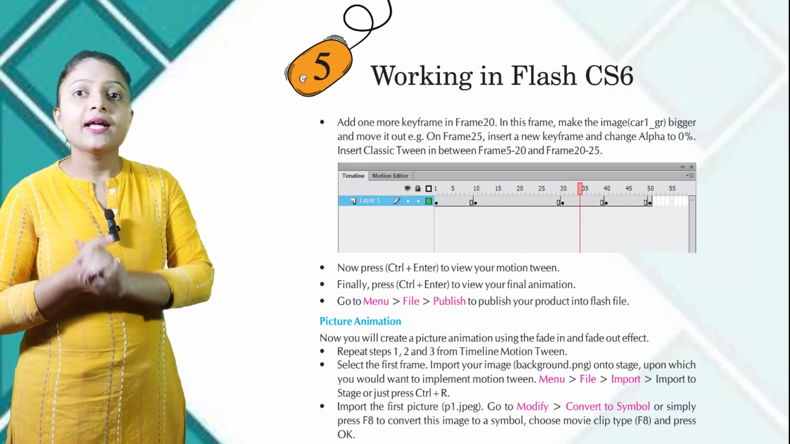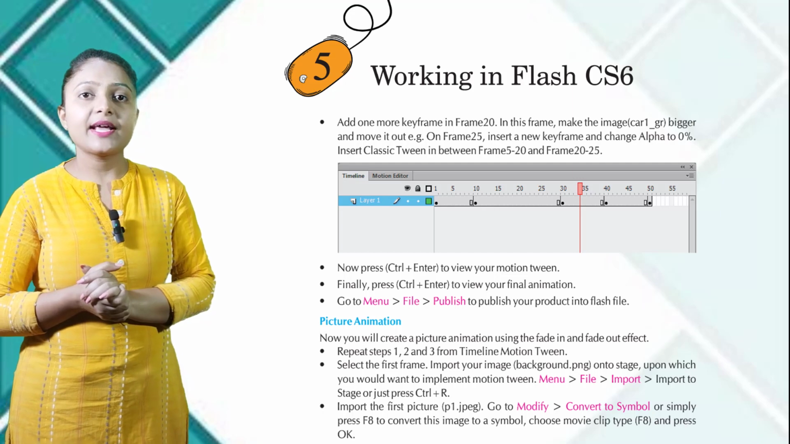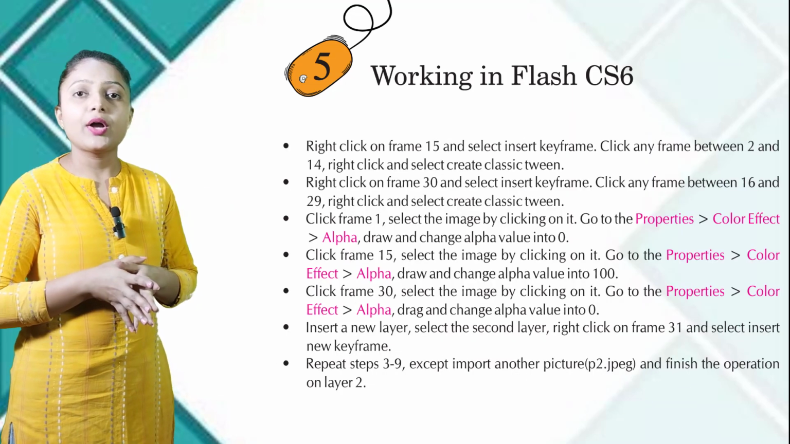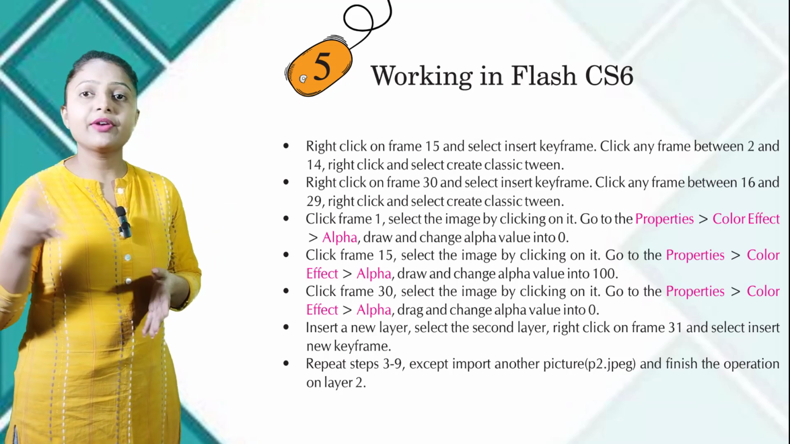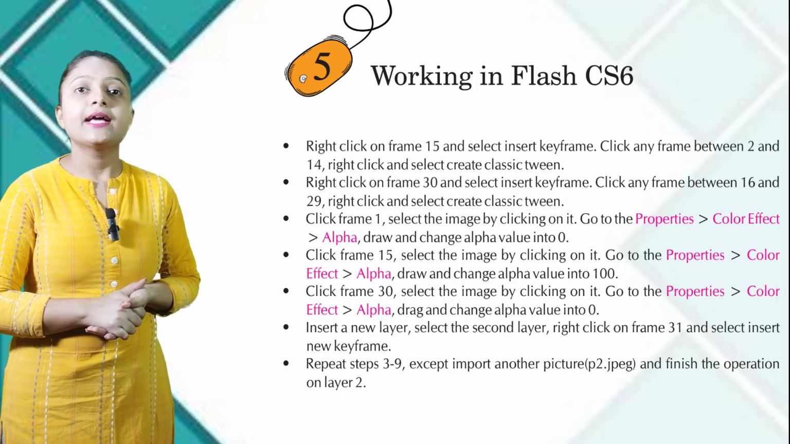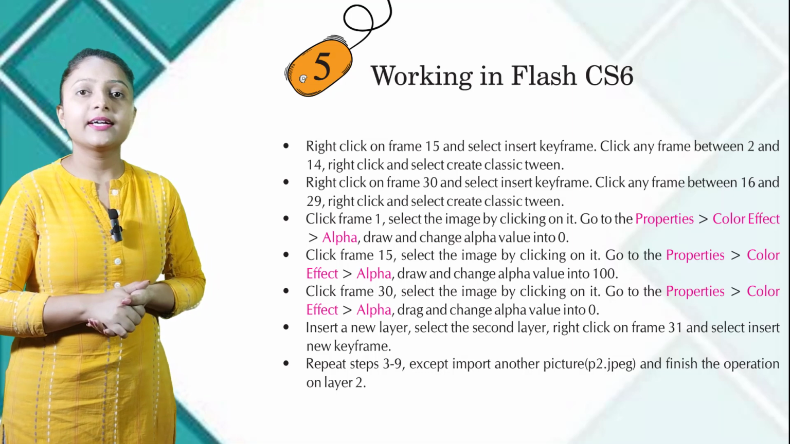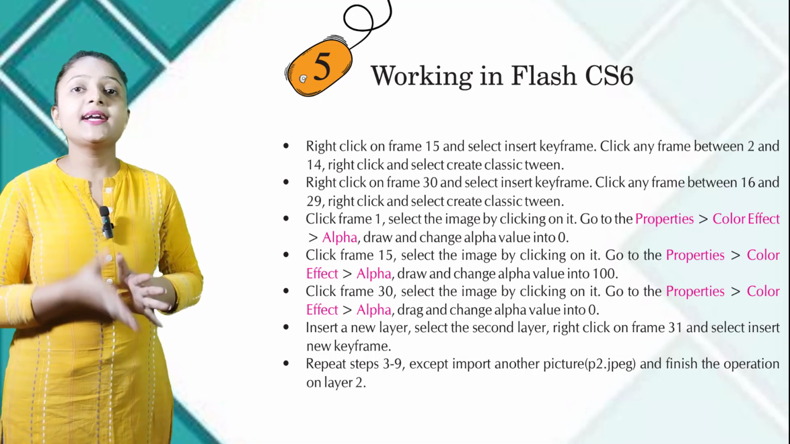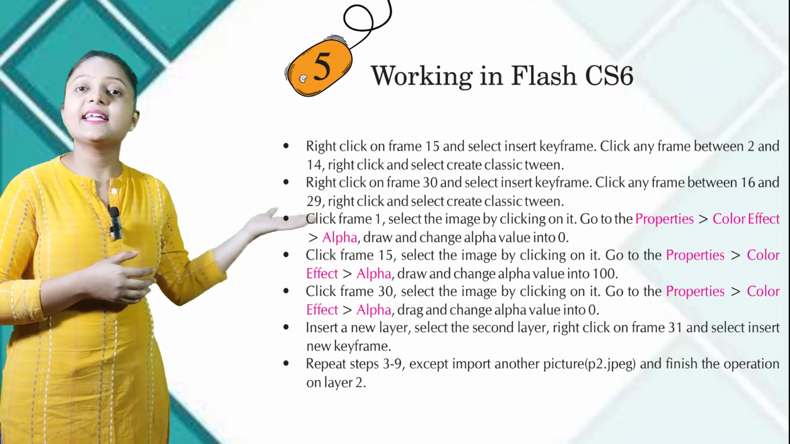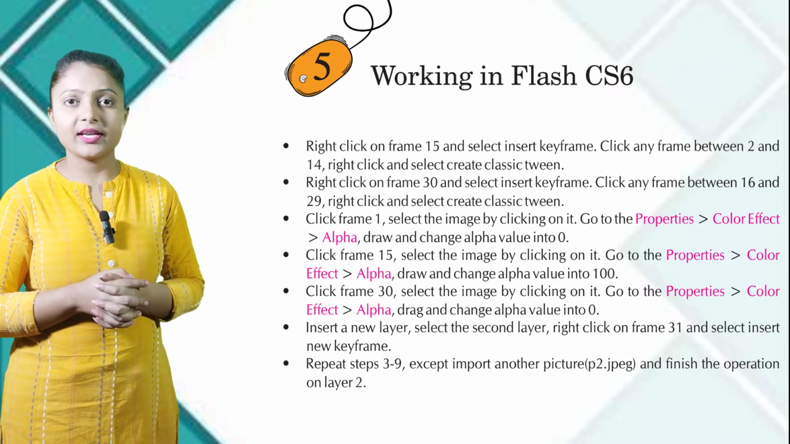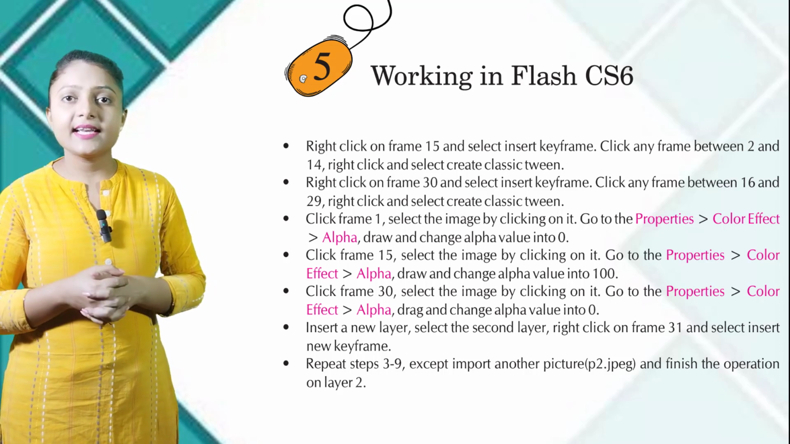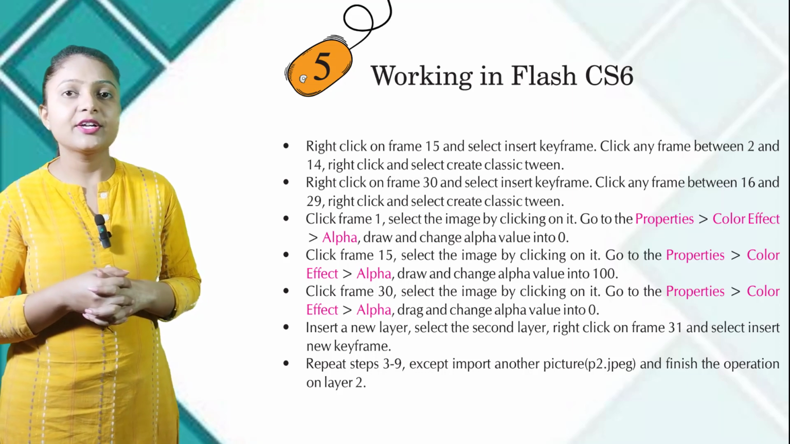Choose Movie Clip, type F8 and press OK. Right-click on frame 15 and select Insert Keyframe. Click any frame between 2 and 14. Right-click and select Create Classic Tween. Right-click on frame 30 and select Insert Keyframe. Click any frame between 16 and 29. Right-click and select Create Classic Tween.